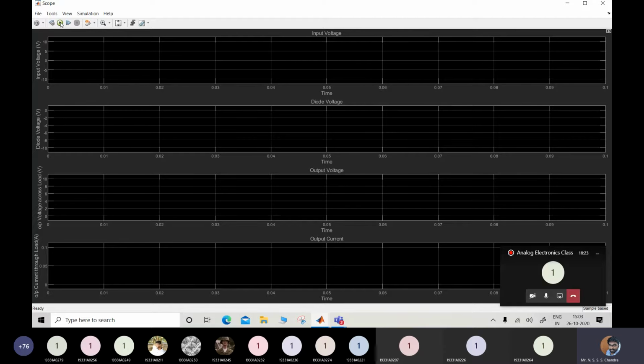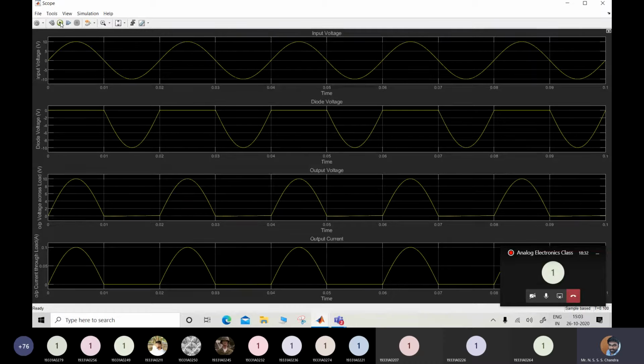Now if I'm running this, always keep your mobile in a landscape position so that your screen will be larger and you'll be able to comprehend the waveforms. Like earlier, we got a sinusoidal input voltage, and then the diode voltage for the first positive half cycle is 0, and for the negative half cycle it is a sinusoidal voltage, and the output voltage is sinusoidal for the positive half cycle and 0 for the negative half cycle.